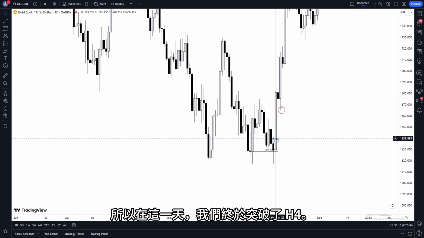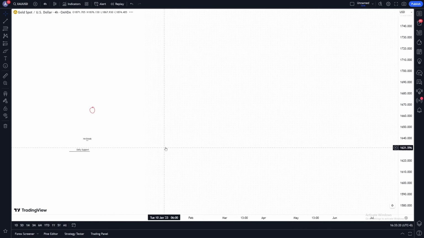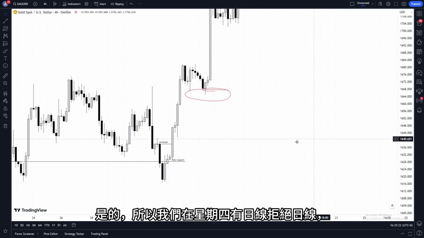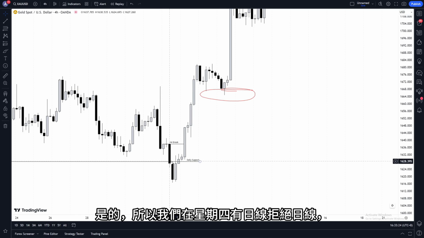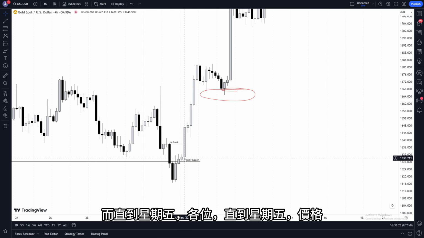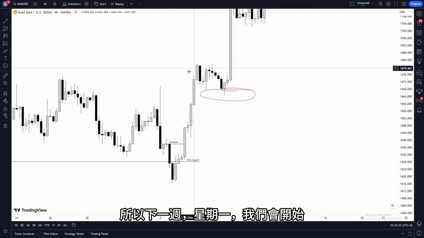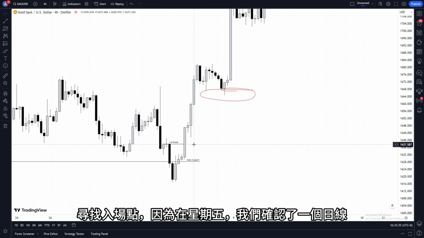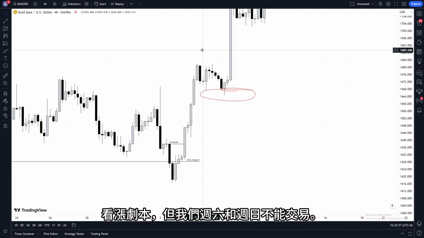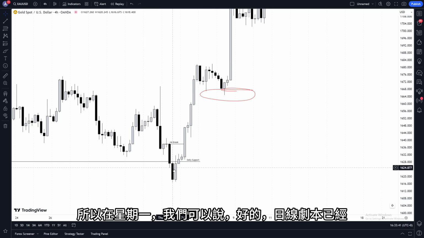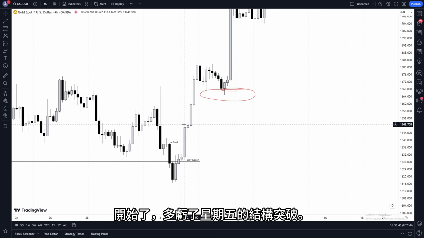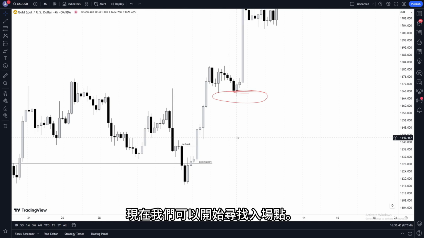So we had a H4 break over here. So in this day, we finally broke the H4. Can we agree with this? Hold on, let's see. Was it in that day? Yes, so we had the daily reject daily on Thursday, and only on Friday, guys, only on Friday, the price broke that H4. So then the next week, Monday, we would start to look for entries, because on Friday, we confirmed a daily bullish storyline, but we can't trade on Saturdays and Sundays. So Monday, we can say, okay, daily storyline has started thanks to the Friday's break of the structure. Now we can start to look for entries.